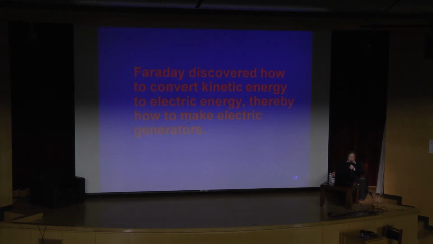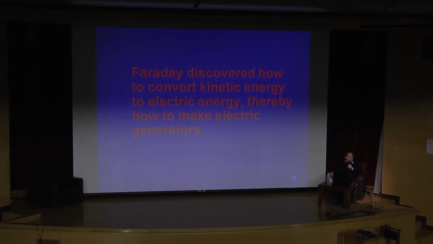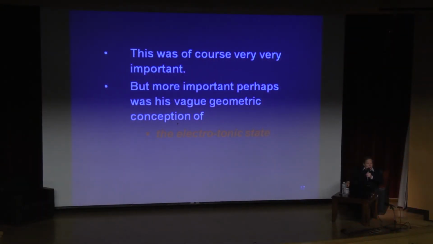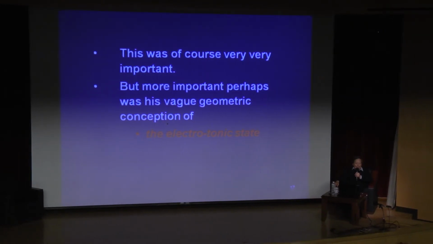Faraday discovered how to convert kinetic energy to electric energy, thereby how to make electric generators. That, of course, is one of the essential steps that made the 20th century possible. This was, of course, very, very important. But perhaps more important was his vague geometrical conception of what he called the electrotonic state.